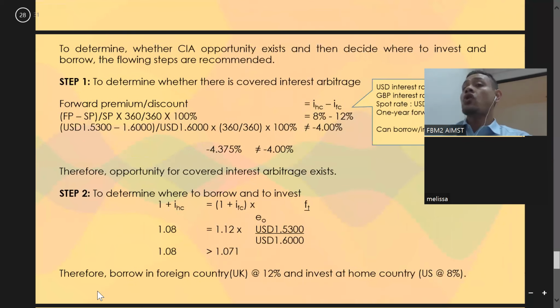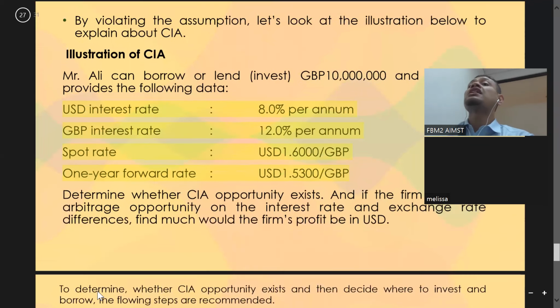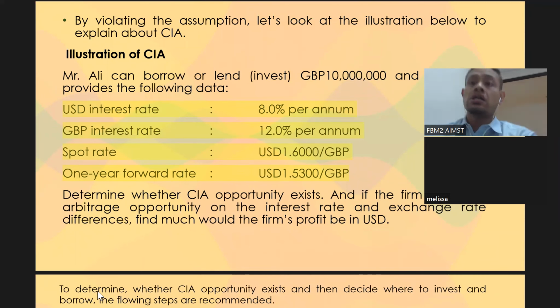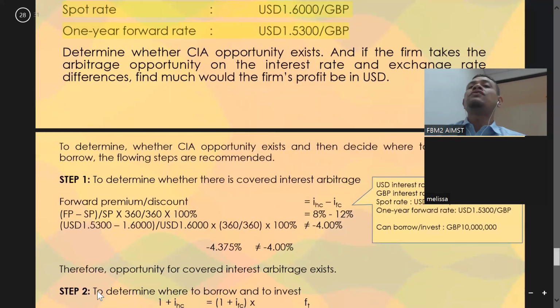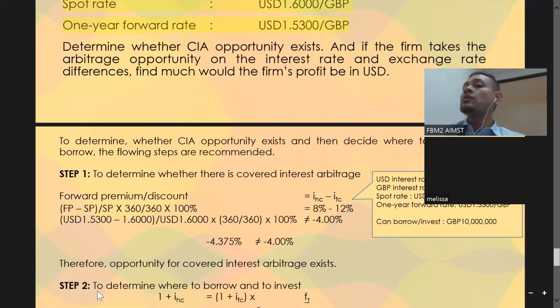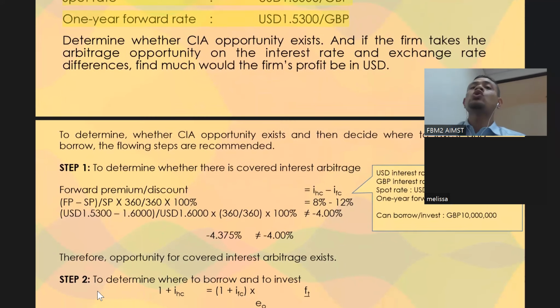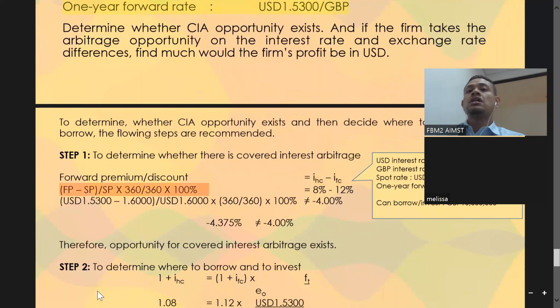The first step is to determine whether there is covered interest arbitrage, that means to know whether you can make a profit or not. You need to remember this formula: forward minus spot, divided by spot, times 360 divided by how many months the question asks.